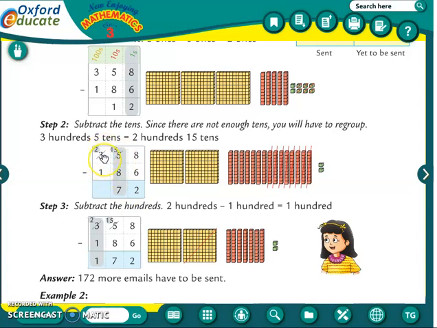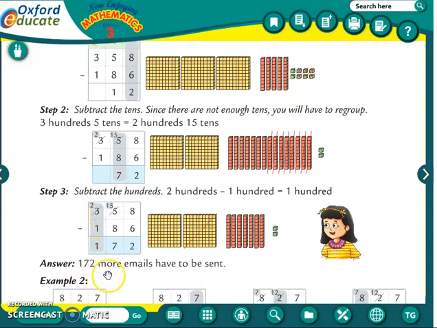Don't forget that we have to do 3 minus 1. We had cut it already and we had written the number 2. So we have to minus 1 from 2, means 2 minus 1. So what will be the answer? Here it is written 2 minus 1 is equal to 1. So the answer is 172. So for that we will write 172 more emails have to be sent. So this is the example.